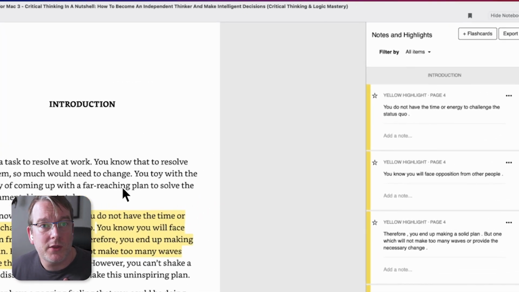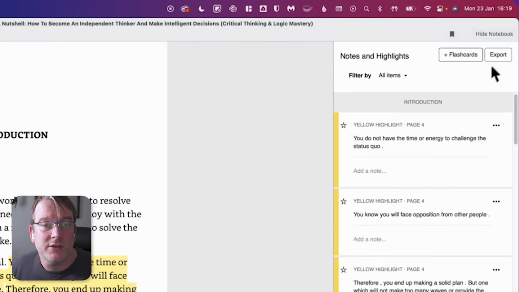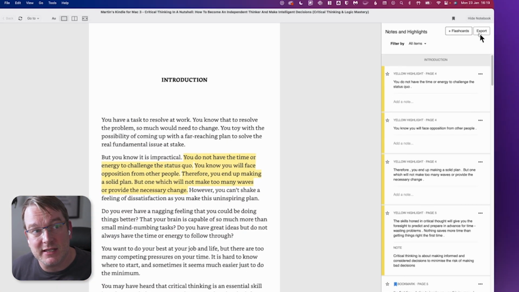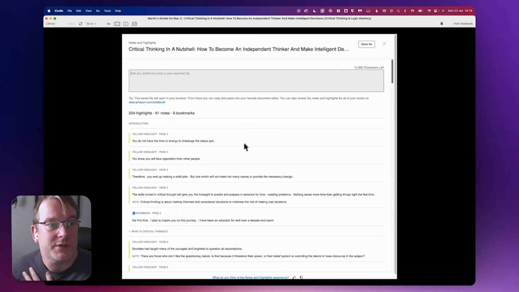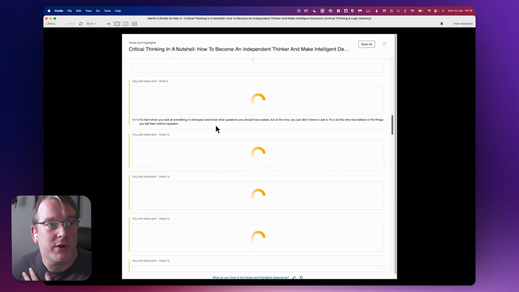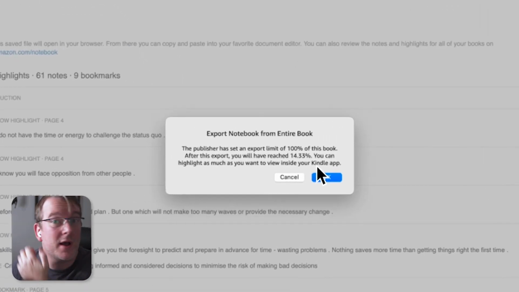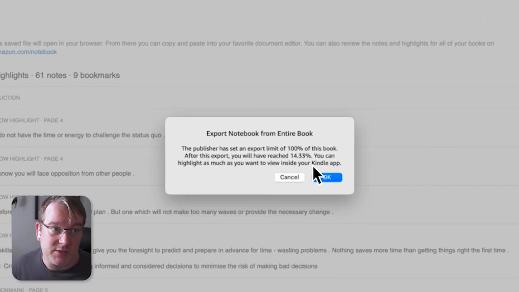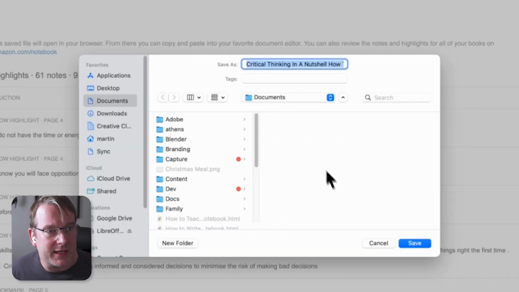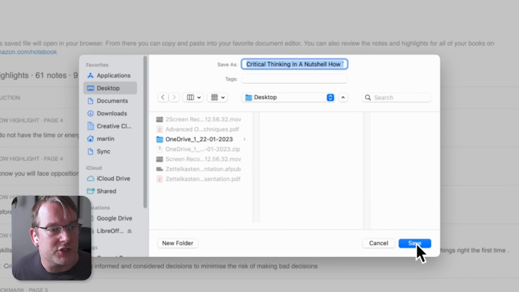Now, to export these notes, we can do that using the Kindle desktop app. And what we want to do is save this in a format that we can bring into our note-taking system. So this is obviously not always the easiest thing to do. Some books do limit what you can export. This particular book allows me to export 100% of the book, which is quite nice. And I've apparently reached 14%, which seems quite high, but I guess that's what it does. So I'm just going to put on the desktop here, Critical Thinking in a Nutshell, and we'll see what that has produced.